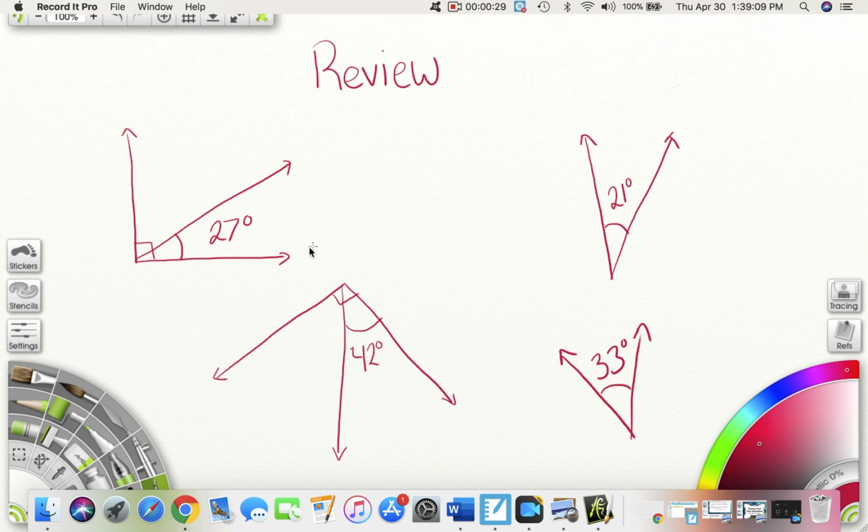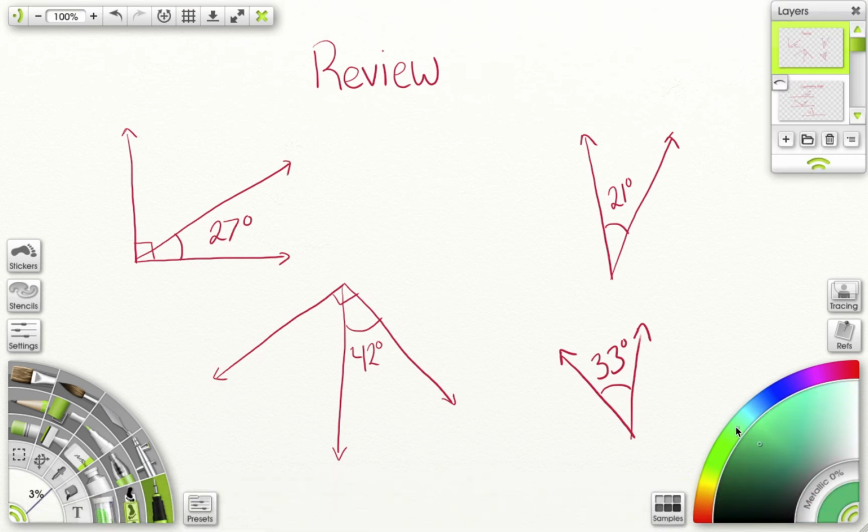It had a 90-degree angle and it was cut somewhere down the middle, and it gave you one angle. Your job was to find the missing angle. In order to find the missing angle, you know that both angles have to add up to 90 degrees. So this has to be 90 degrees.